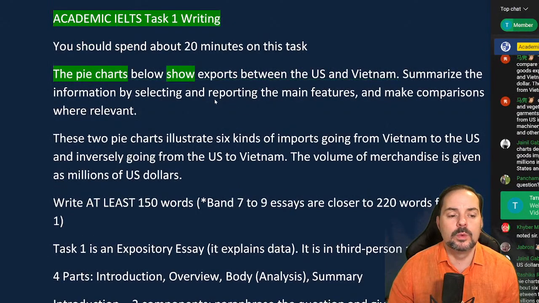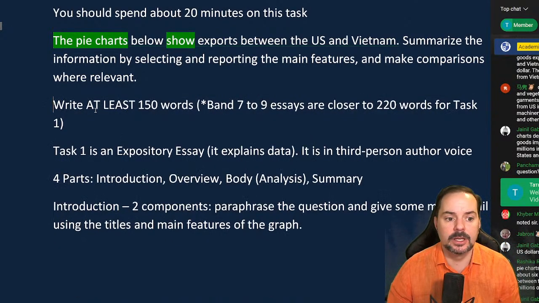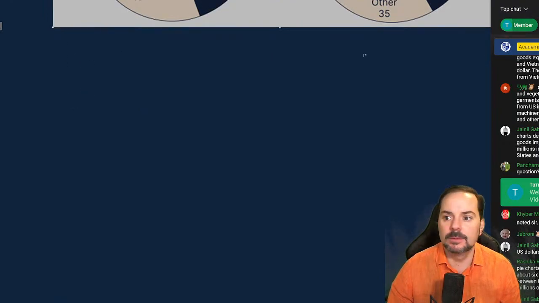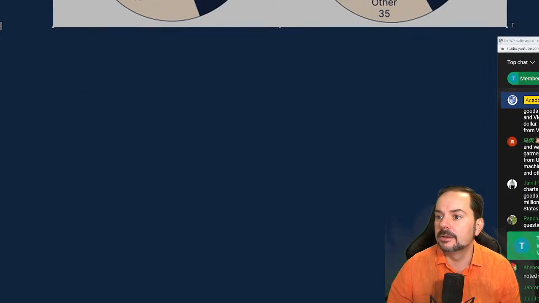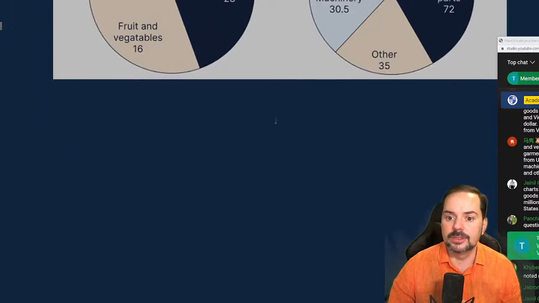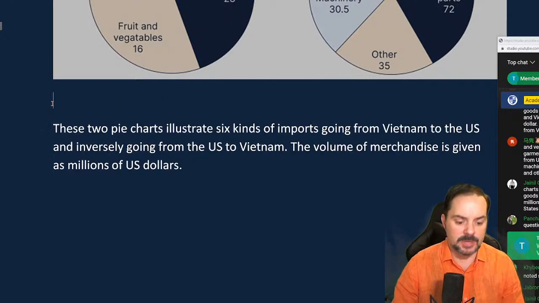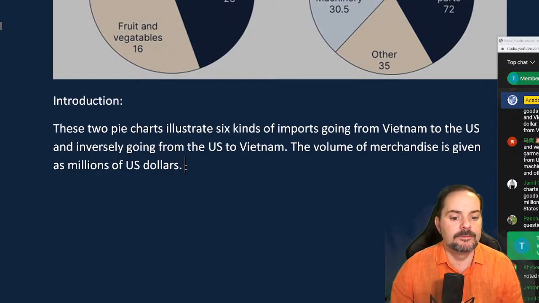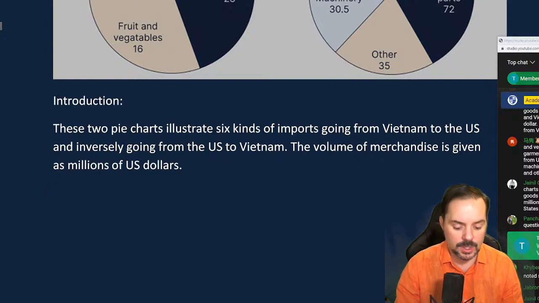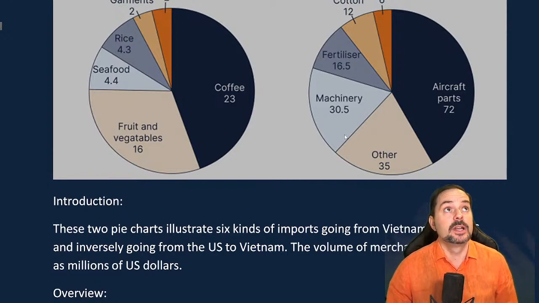Fantastic. So now we want to look at the overview. Okay, I'm just going to grab my introduction here, and I'm going to put it underneath our chart here. Yep, there we go. Okay, so here's my introduction. Now for the sake of IELTS, we want to do the overview as a separate paragraph, okay? So the overview is basically the main features that we can kind of see, okay?